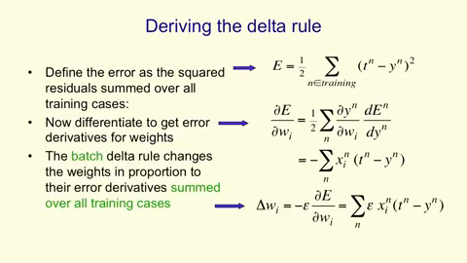So our learning rule is now we change the weights by an amount that's equal to the learning rate epsilon times the derivative of the error with respect to a weight, de by dwi, and with a minus sign in front because we want the error to go down. And that minus sign cancels the minus sign in the line above. And we get that the change in a weight is the sum over all training cases of the learning rate times the input value times the difference between the target and actual outputs.